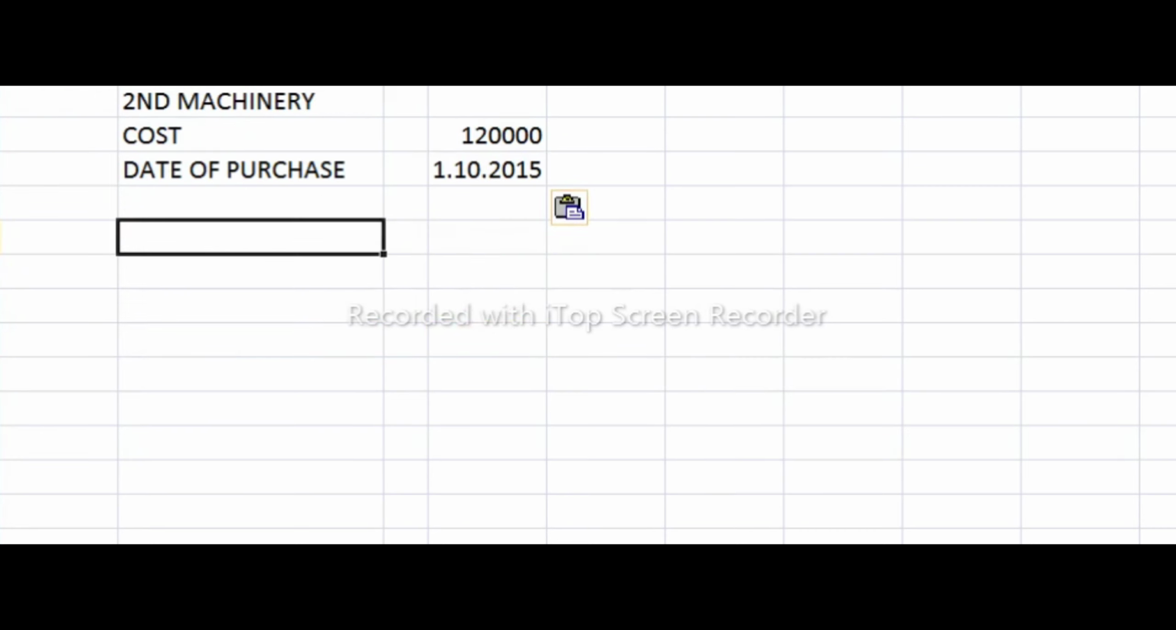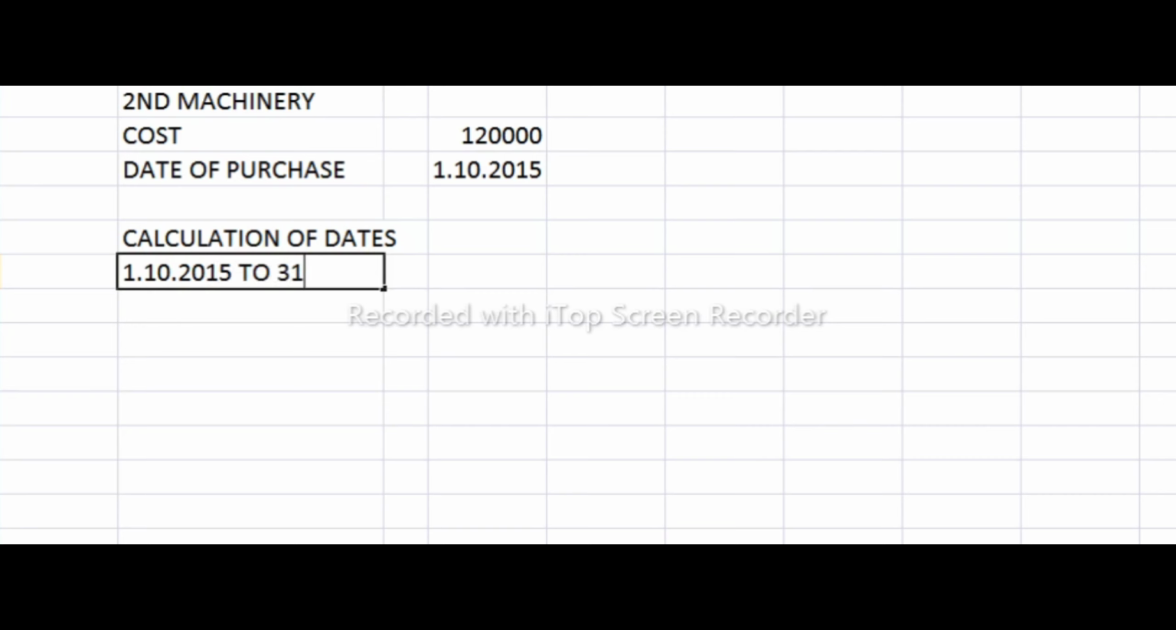So after finishing the first machinery, let's start with the calculation of dates for the second machinery now. So when we start with the second machinery, we are not selling the machinery. So for 2 years we are going to give, that is till 2017. So first we will start with the date on which we purchase the machinery, which is 1/10/2015 to 31/3/2016, which is the first year's date. Second year's depreciation dates are going to be 1/4/2016 to 31/3/2017.